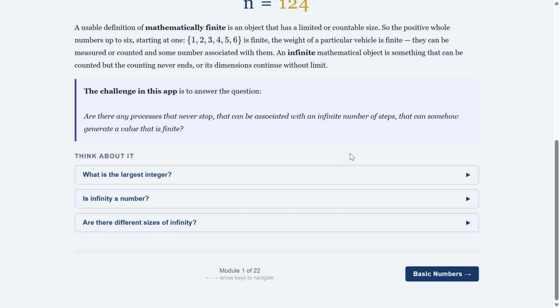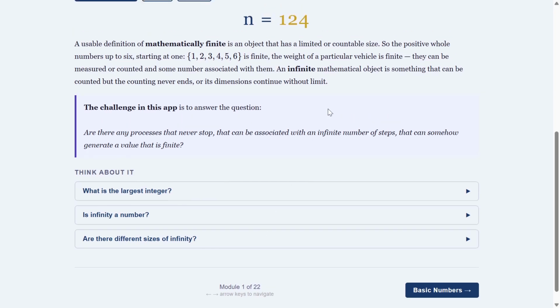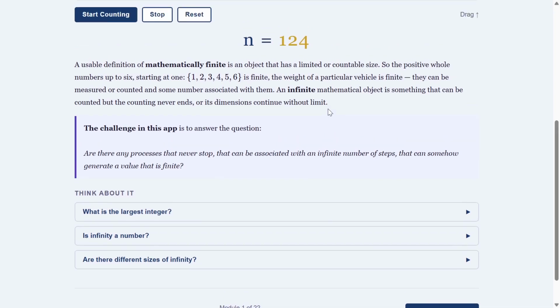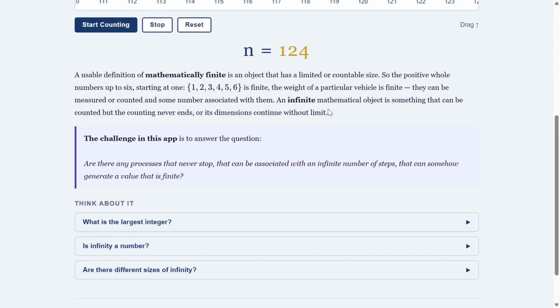Down here, we've got some questions that you should think about and answer in your head before clicking on them and seeing what the app says is the answer, such as, what's the largest integer? Is infinity a number? And are there different sizes of infinity? Now, some of them you might have to guess what the answer is, but that's okay, even if you get the wrong answer, because you're starting to think about infinity and some of the problems and contradictions associated with that.